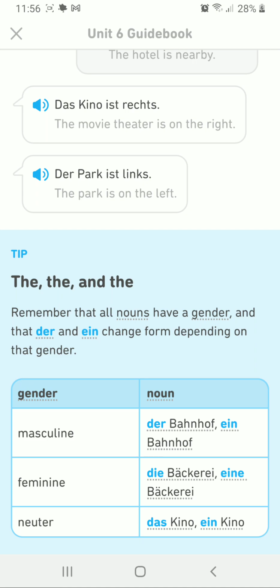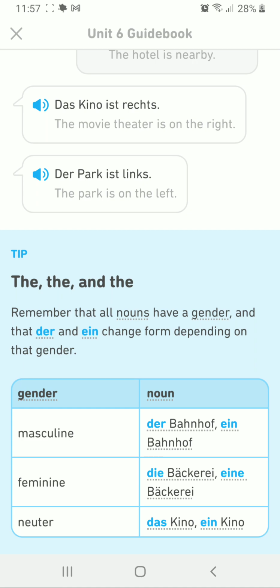So, for example, der Bahnhof. I think Bahnhof is a highway? No, Bahnhof is not the highway. How do you say highway in German? Is it the Autobahn? Autobahn, I think. Okay, Bahnhof means train station. So, where is the Bahnhof? Wo ist der Bahnhof? Entschuldigung, wo ist der Bahnhof, bitte? Ein Bahnhof, a train station. So, it is masculine.